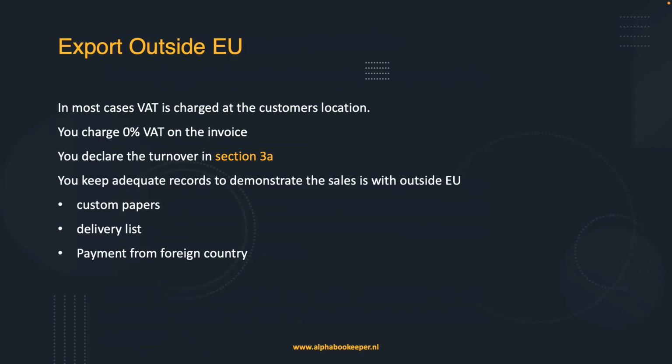Now, when you are selling from outside of the EU, let's say you have a web shop and people are buying from the UK, for instance. The UK is no longer under the European Union. In that case, your sales will be at 0%. And you declare that turnover under Section 3A. This is pretty much an export. But you also have to show evidence that this is a sale outside of the Netherlands and outside of the EU. Delivery list, payment from a foreign country, email, if it is export of bigger goods, customs papers, and things like that.